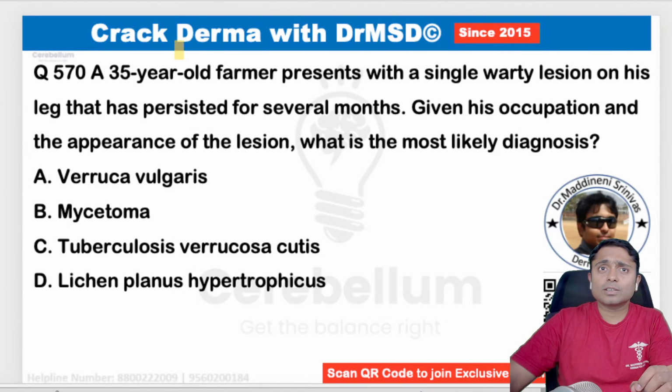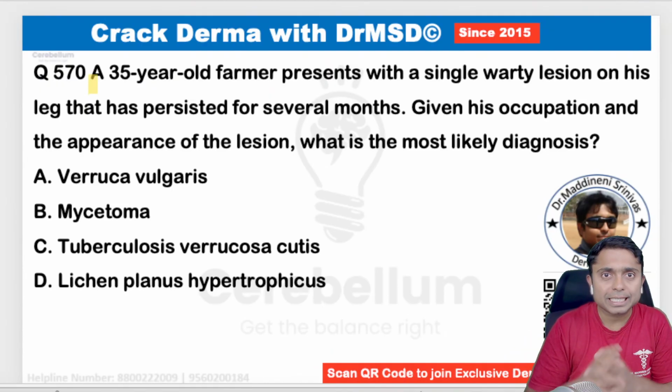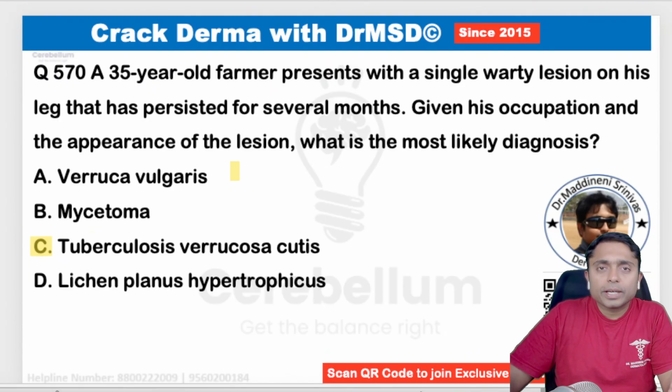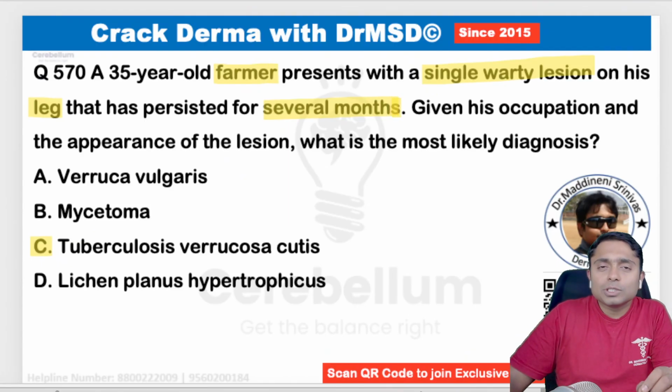So this was the question for which most of the students answered option B as the answer, but remember the correct answer for this question is option C, tuberculosis verrucosa cutis, which is also called TBVC. So let us go into the question which is mentioned here. It says, a 35-year-old farmer presents with a single warty lesion on the leg which persisted for several months. So given the occupation, what is the most likely diagnosis?